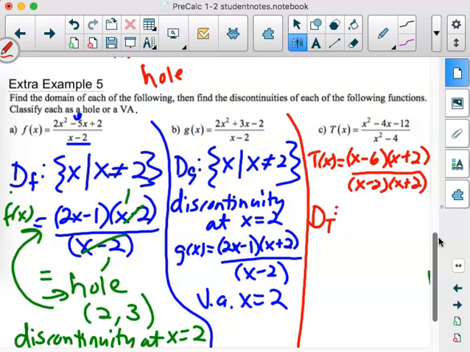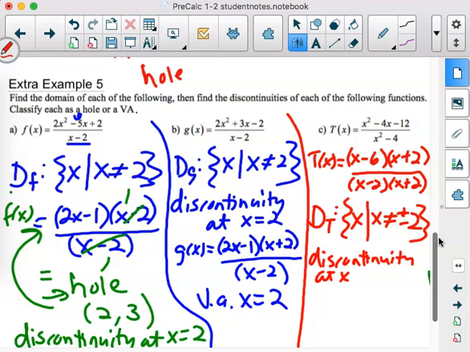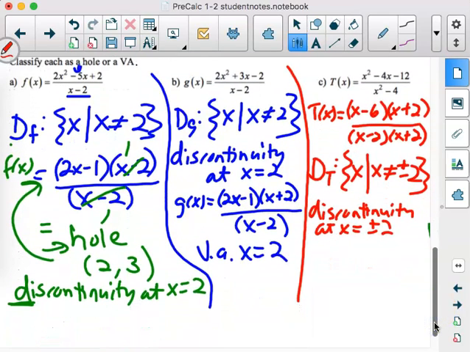We'll stick with it. So the domain, set of all x, such that, now there are two problem numbers, positive and -2. So x can't be positive and -2. And then we have to go ahead and say it is discontinuous, or there's a discontinuity at x equals plus or minus 2. And then we'll classify it.